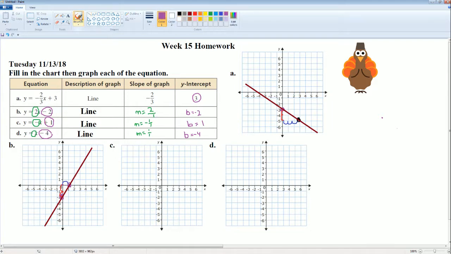Alright, let's do the next one. b equals 1. So that is where 1 is, right here. Good. Now we move according to the slope. Here it says negative 1, so we go down 1. Then 1, that is to the right. Then we put another dot there. Now we connect the dots with a line. There you go.